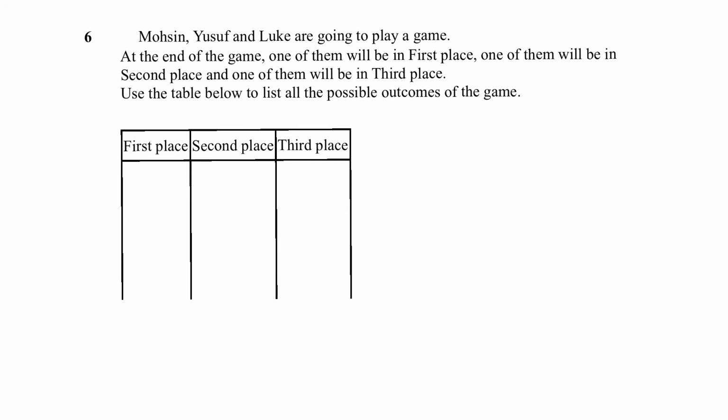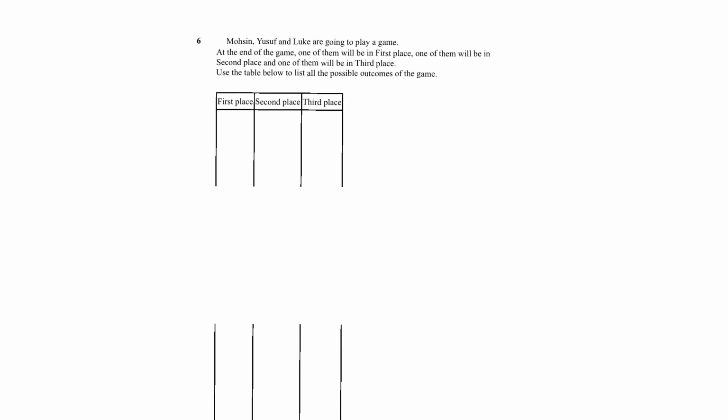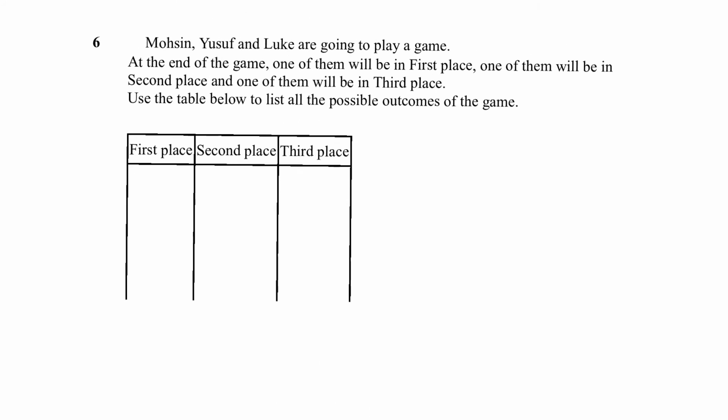Then moving on to question 6, you've got Masin, Yusuf, and Luke are going to play a game, and at the end of the game, one of them will be in first place. So one of them will be in second place, and one of them will be in third place. And it wants us to use the table below to list all the possible outcomes. So in this scenario, you literally have to do as they say. You need to list all the possible outcomes.